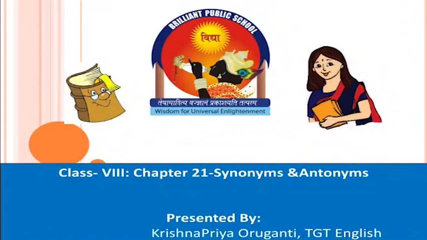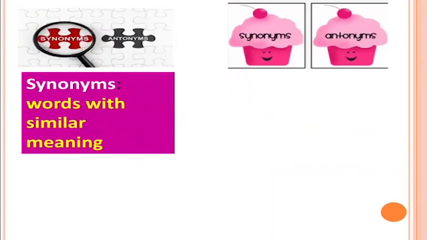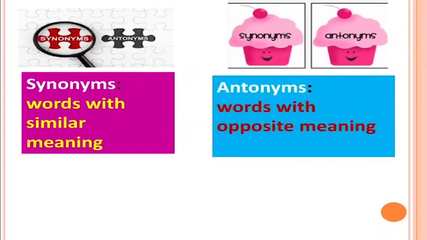Today we are going to learn about synonyms and antonyms. So what are synonyms and what are antonyms, children? Synonyms are words with similar meaning. That means in place of that word we can use a word with similar meaning. And antonyms are words with opposite meaning. So these are the opposites. What is the difference between a synonym and a meaning? A meaning can be written in a phrase, whereas a synonym is another word which has a similar meaning to the given word. Clear?